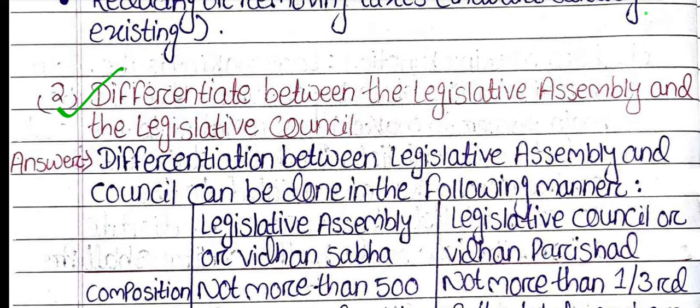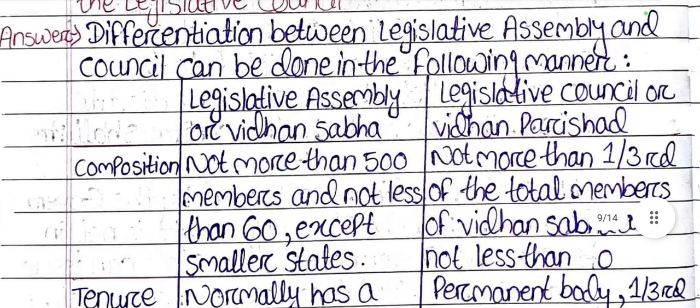Then question number 2, differentiate between the legislative assembly and the legislative council. Differentiate between legislative assembly and council can be done in the following manner. So first is legislative assembly or Vidhan Sabha. Then legislative council or Vidhan Parishad.